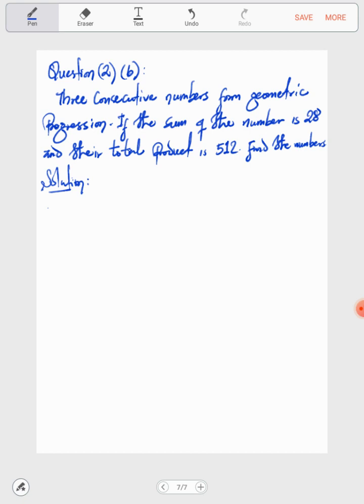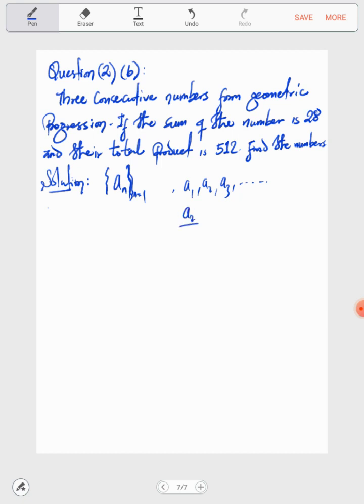Now take note, every piece of information is important. I said they are consecutive numbers. However, there is now extra information that they form a geometric progression. Now what do we mean by a geometric sequence? Let's suppose I define a sequence of real numbers. We have first term, second term, third term, like that. When do we say this sequence follows a geometric progression?